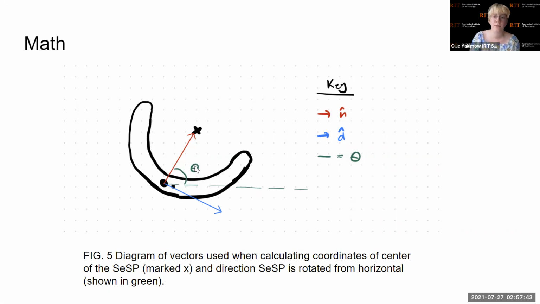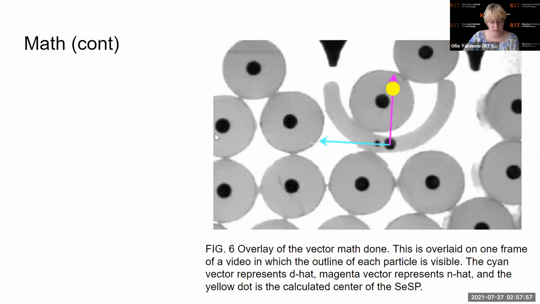We know that n vector is perpendicular to d vector, so after normalizing both to get unit vectors n hat and d hat, we are able to calculate the coordinates of the center of the SeSP, shown here as an X. We can also overlay this math on top of a frame from a video. As shown in figure 6, we see the math on the previous slide on an actual image with the SeSP.